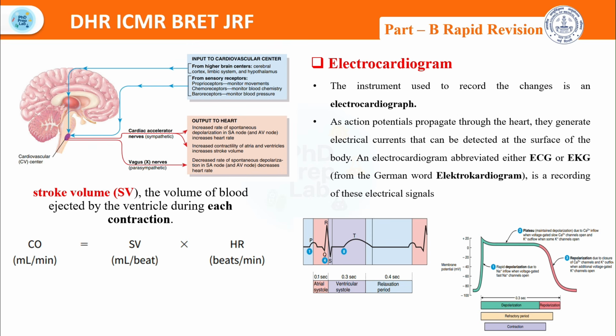So the P wave here represents the atrial depolarization, the QRS complex represents the ventricular depolarization, and the T wave represents the ventricular repolarization. So which wave represents what is very important. And the stroke volume is the volume of blood which is ejected by the ventricles during each contraction.